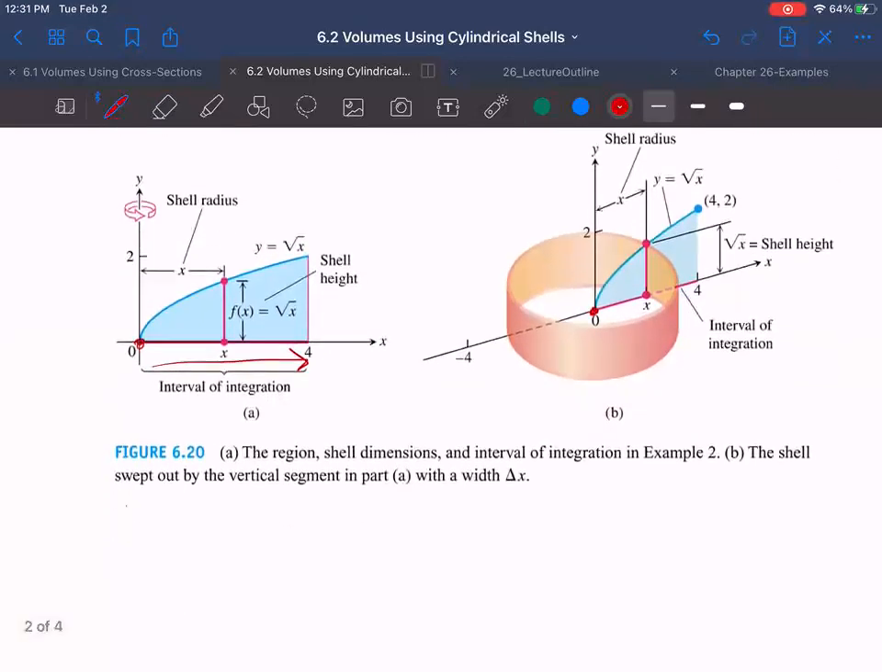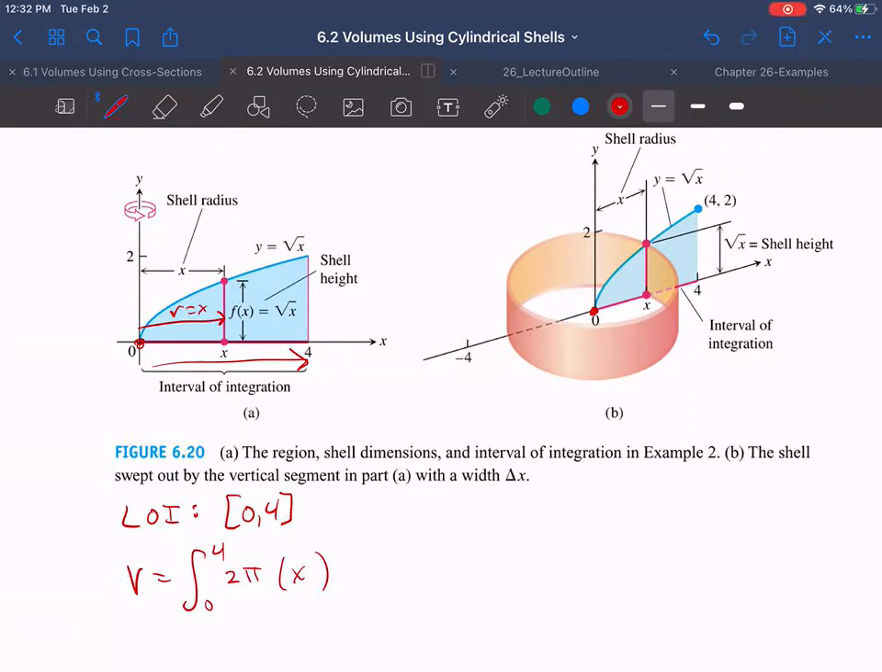So limits of integration, 0 to 4. So let's do our volume here. Volume equals the integral from 0 to 4. We need our 2 pi. Then we need x, right? Because that's our radius. And we're not shifting it, so we don't have any minus L or anything like that. That's just our radius is x. So at every point on here, this is our radius, r equals x.